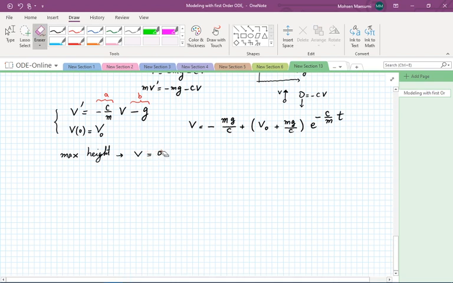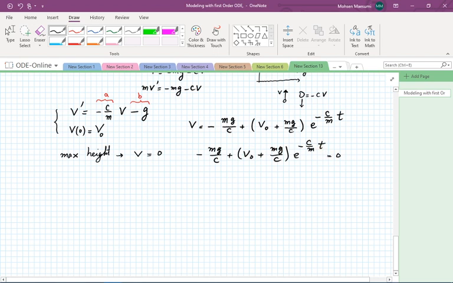Maximum height implies that the velocity is equal to 0. So I have to set all of this thing equal to 0. So let's go ahead and do that: minus mg over c plus (v0 plus mg over c) times exponential of minus c over m t is equal to 0.